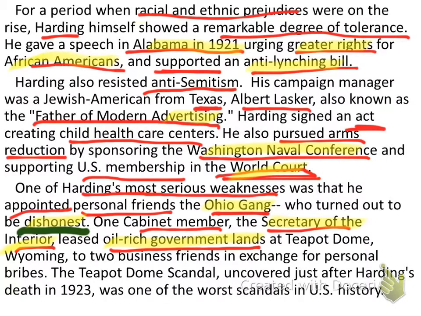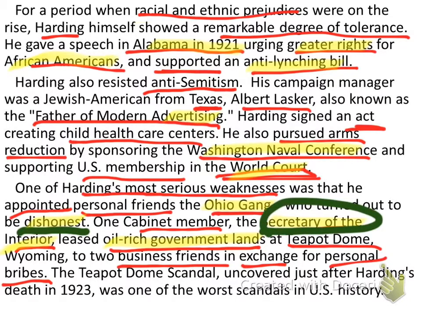But the cabinet official, the Secretary of the Interior, leased oil-rich lands known as the Teapot Dome in Wyoming to two business friends in exchange for, and here's the good part, personal bribes. So here we have the Secretary of the Interior leasing land, which again was not illegal. The government did this often. They would lease land to private entities to cut down trees, to mine coal, whatever the case may be. But the land was leased in exchange, and this is the key word, exchange for personal bribes.